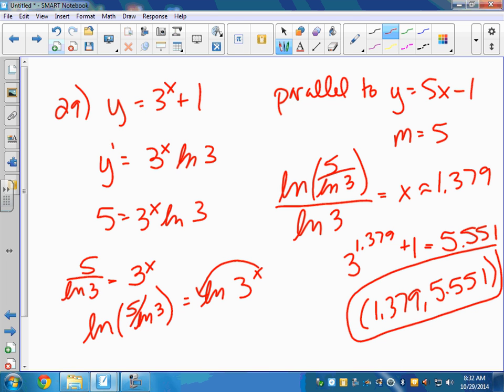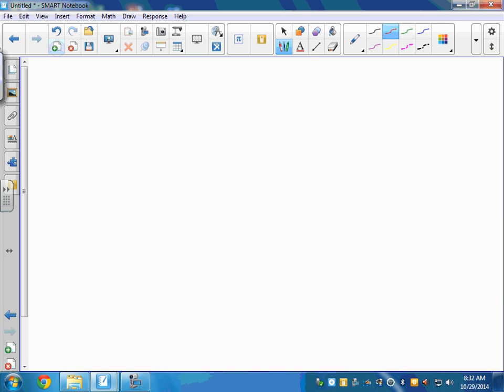So let's look at 31. 31 says a line with slope m passes through the origin and is tangent to y equals ln of 2x. What is the value of m? And maybe there's probably an easier way to do this than I did it.